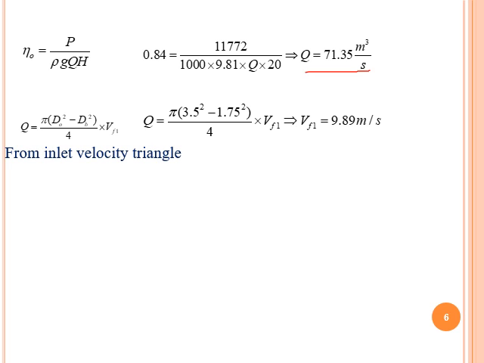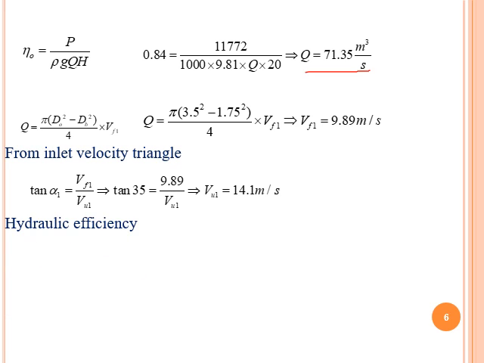Now from the inlet velocity triangle, tan alpha 1 is equal to the ratio of Vf1 by Vu1. Alpha 1 is given in the numerical as 35 degree. So tan 35 is equal to Vf1, which is 9.89, divided by Vu1. Vu1 is unknown and is calculated by substituting these values in the tan alpha expression. So now Vu1 is equal to 14.1 meter per second.